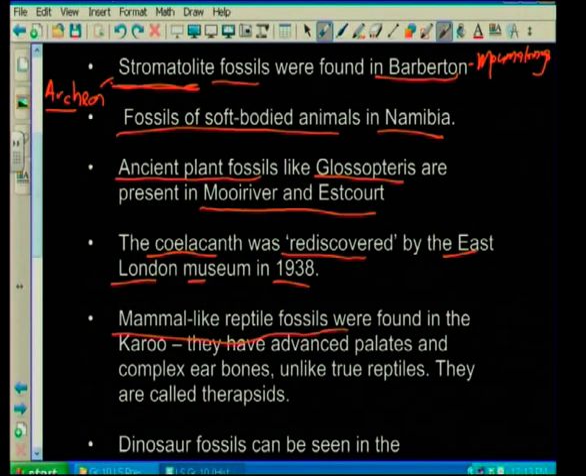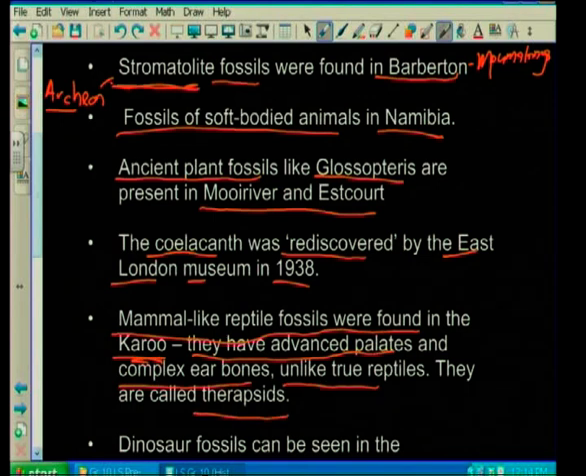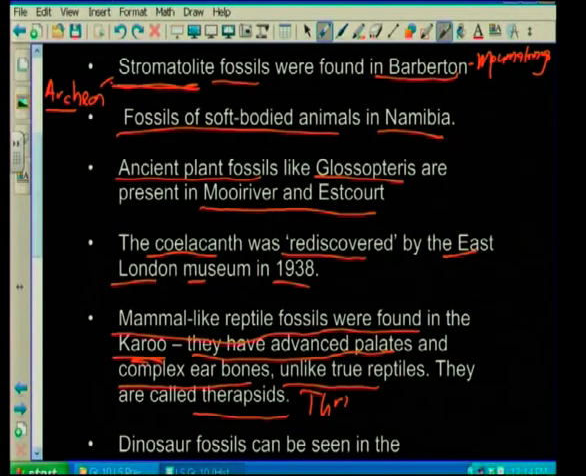Mammal-like reptile fossils were found in the Karoo. They have advanced palates and complex ear bones, unlike true reptiles. They are called therapsids. Now, one of the therapsids is called the Thrinoxodon. Let us put it here. Thrinoxodon. You don't need to know the name, just how to spell it.